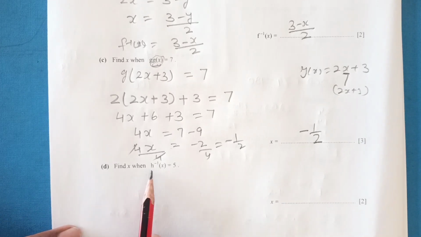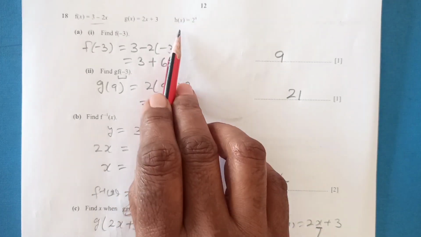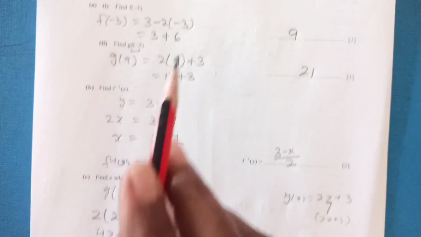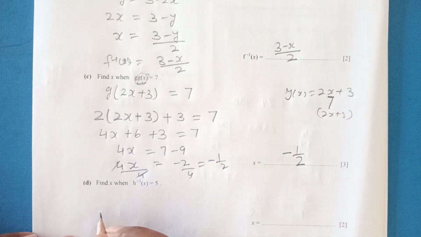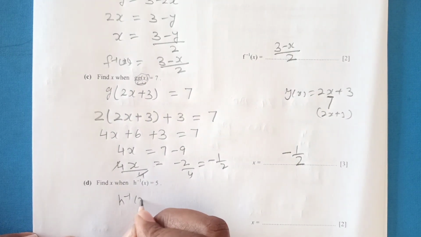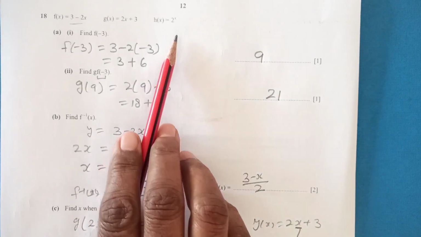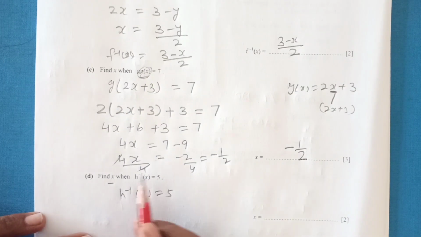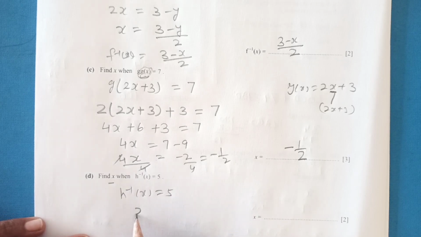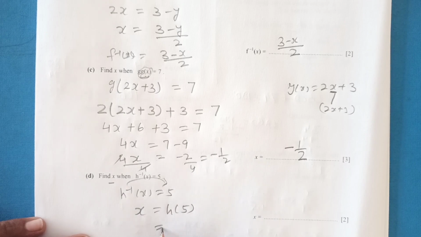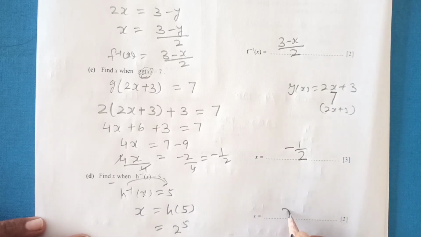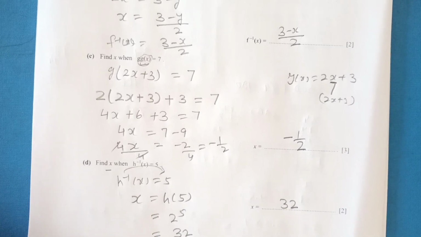Now the next one, h inverse x is 5. So h(x) we have here 2 to the power x. So we have h inverse x is equal to 5. Find the value of x. So we will not go here to find out. We are just going to take it to the other side. So this will become h of 5. So h of 5 is 2 raised to power 5, which is 32. So value of x is 32, right?